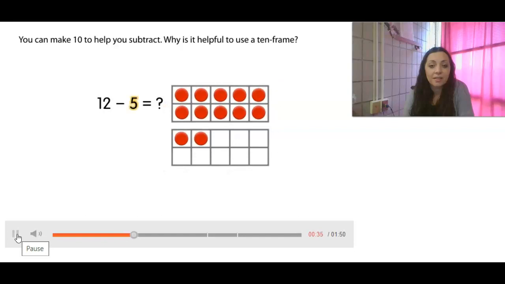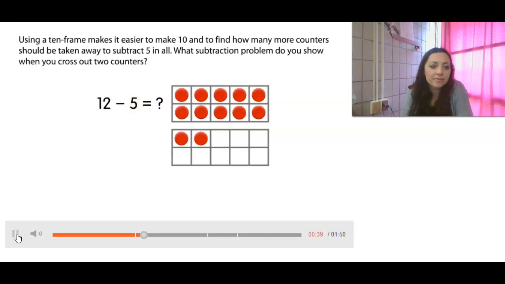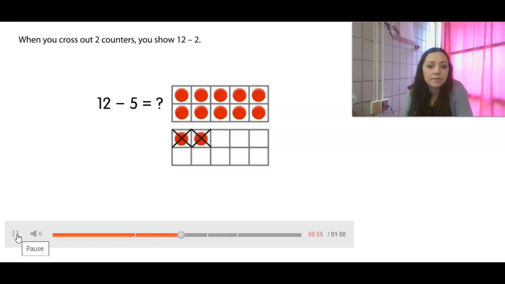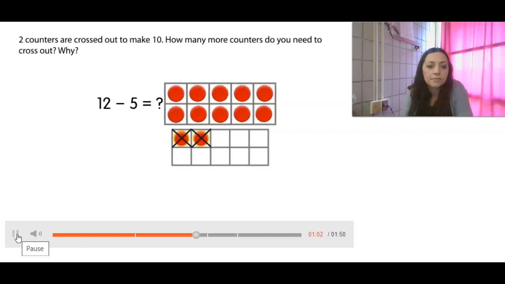Why is it helpful to use a 10 frame? Because it shows us 10. Using a 10 frame makes it easier to make 10 and to find how many more counters should be taken away to subtract 5 in all. What subtraction problem do you show when you cross out 2 counters? When you cross out 2 counters, you show 12 minus 2. 2 counters are crossed out to make 10.